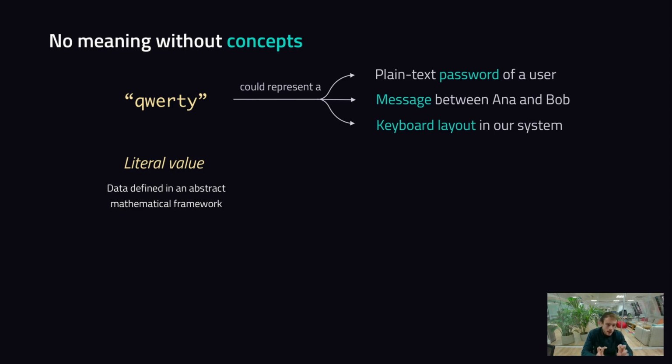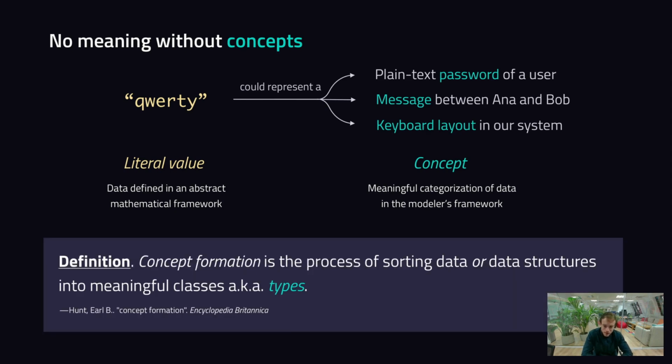So all of these categories are concepts. So we're talking of a concept of password, a concept of messages, and the concept of keyboard layouts, which provide meaningful ways of categorizing this data, the literal value in the modeler's framework. This is a very basic process, but it's still worth giving it a name. So here's a short definition. The process of concept formation is the process of sorting or categorizing data or data structures into meaningful classes, aka types.